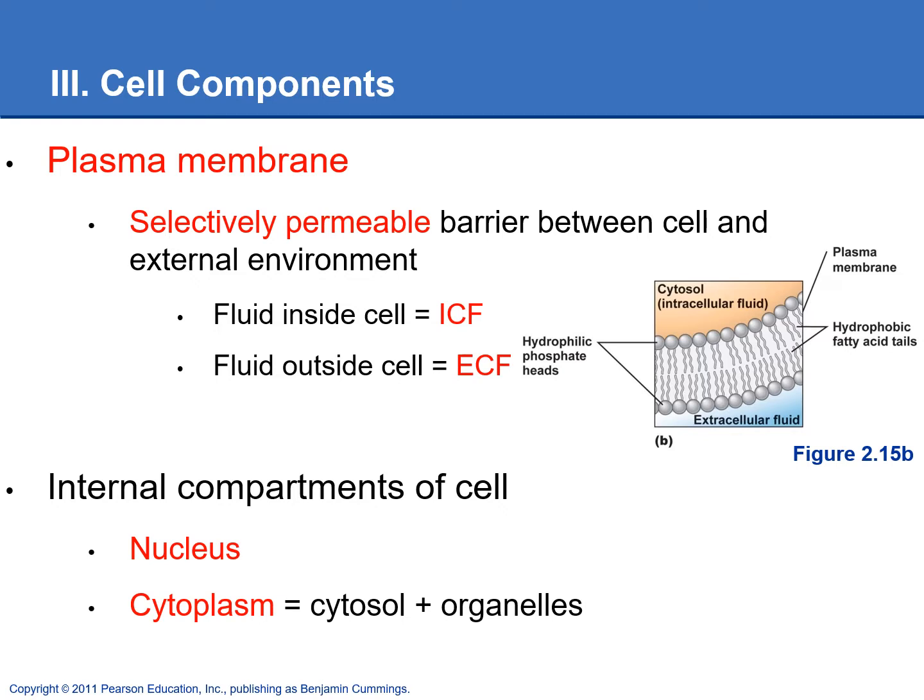So with cell components, the plasma membrane is selectively permeable, which means that it allows some molecules to diffuse through the cell membrane and other molecules cannot. And it's a barrier between the fluid inside the cell, the intracellular fluid or the cytoplasm, and the fluid outside the cell, the extracellular fluid. And then inside the cell, we've got the nucleus, which contains the DNA, and the cytoplasm, which consists of the cytosol, which is the gel-like material, and the organelles.